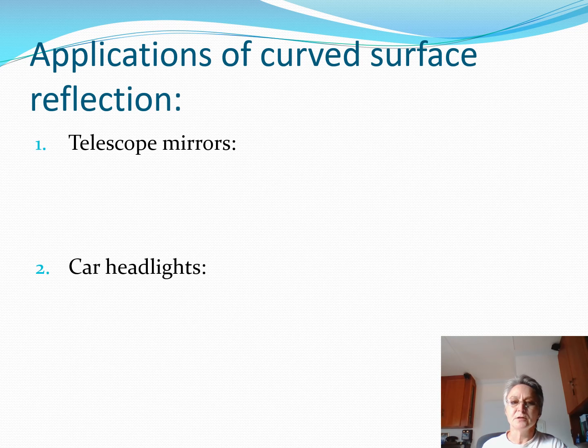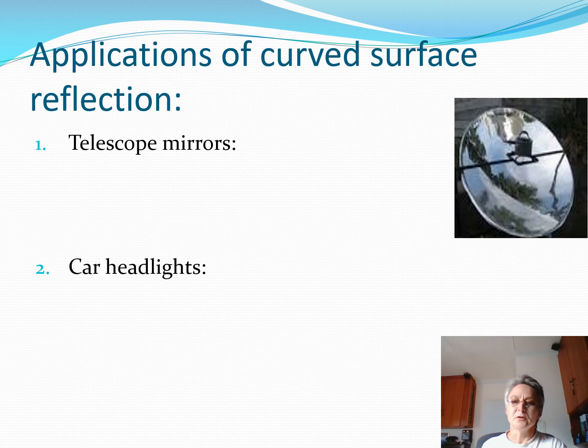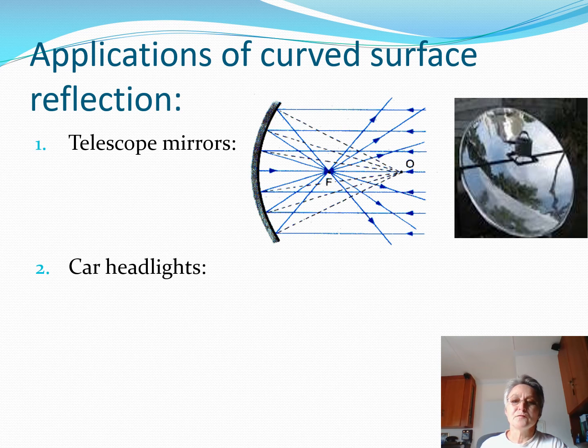Firstly, the telescope mirrors. Telescopic mirrors look like that. They could be bulging inwards or outwards. This one is bulging inwards. There you've got the light coming in from afar, and the curved surface will reflect the light through the focal point of that reflecting surface. So you would see an upside down image of the object. Basically, that is why your eyes form upside down images on the retina.